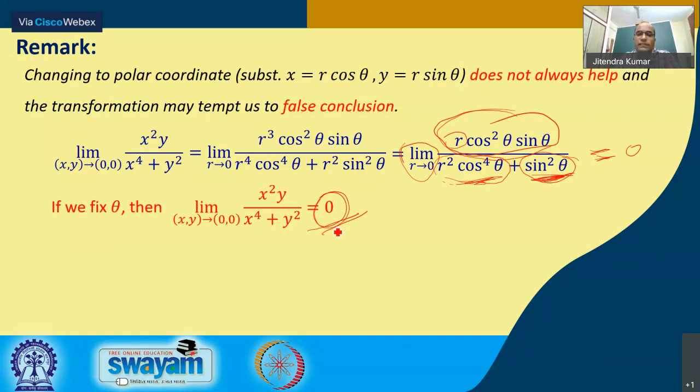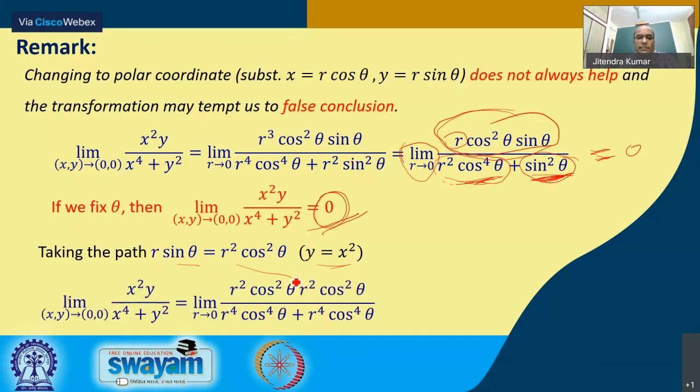So we get this limit only for fixed values of theta, and what we can see easily is that if we take the path y is equal to x square, meaning r sine theta is equal to r cos square theta, we can easily show that actually the limit is half. So we have to be very careful when we pass this limit r tends to 0, so that we don't overlook that we have actually fixed theta, and only then we got that limit.